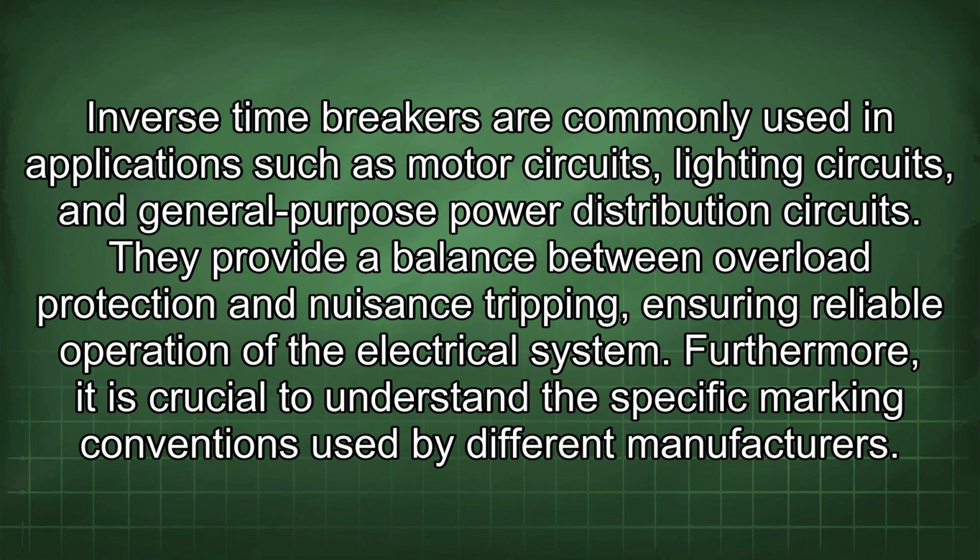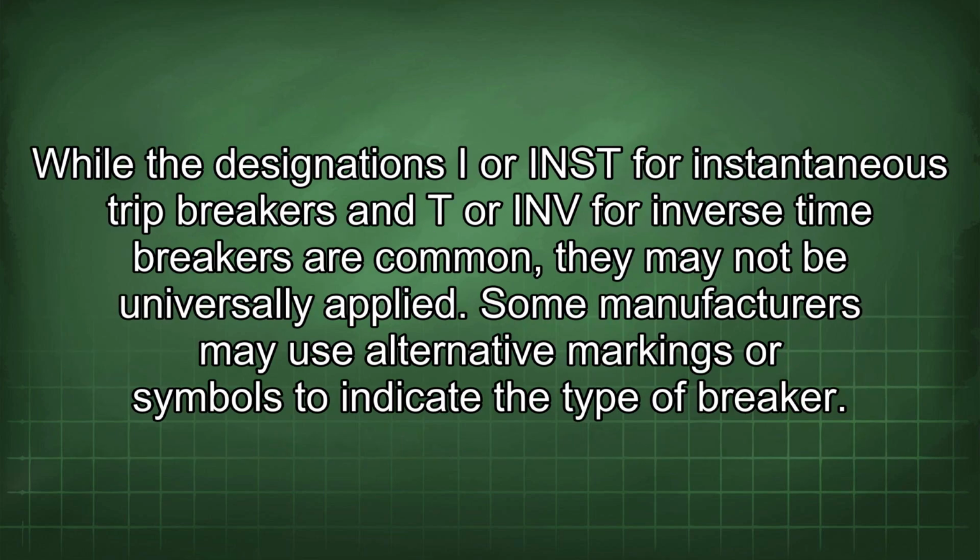Inverse time breakers are commonly used in applications such as motor circuits, lighting circuits, and general-purpose power distribution circuits. They provide a balance between overload protection and nuisance tripping, ensuring reliable operation of the electrical system. Furthermore, it is crucial to understand the specific marking conventions used by different manufacturers. While the designations I or INST for instantaneous trip breakers and T or INV for inverse time breakers are common, they may not be universally applied.